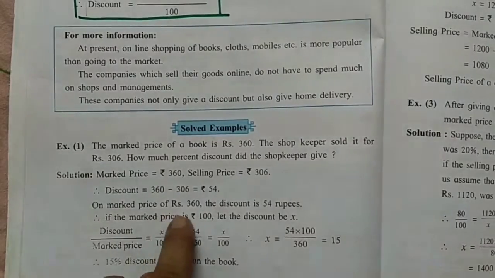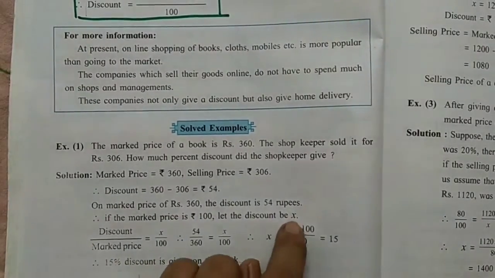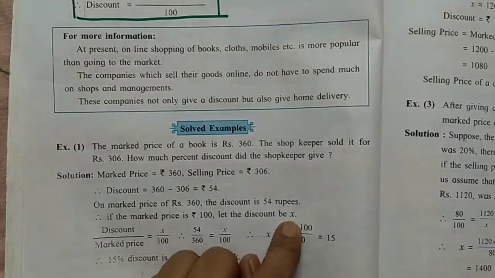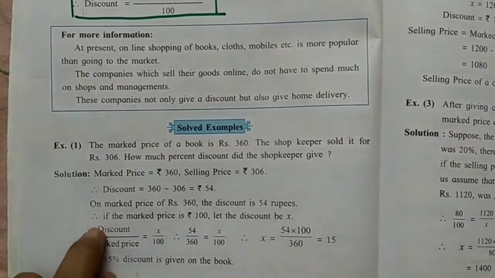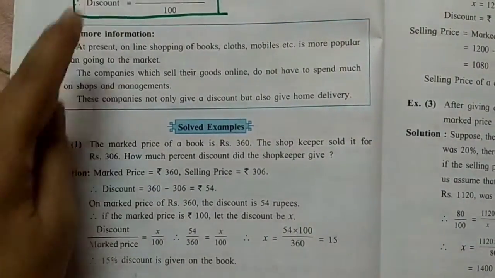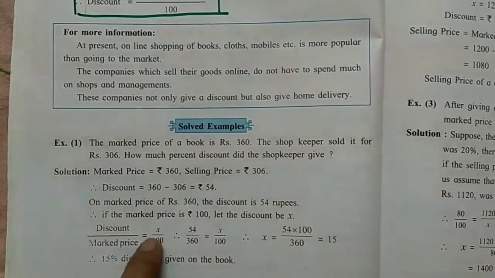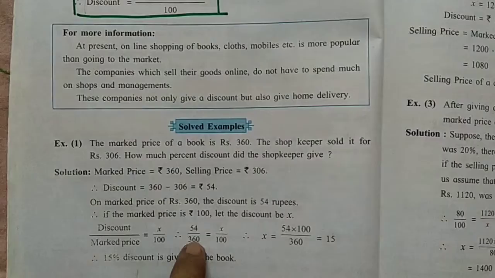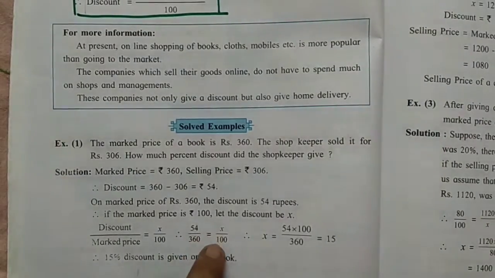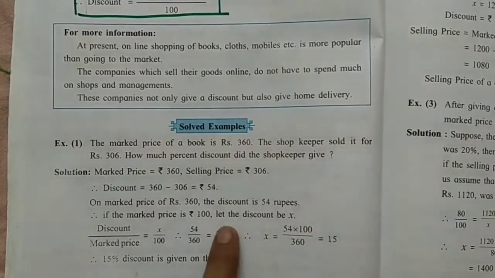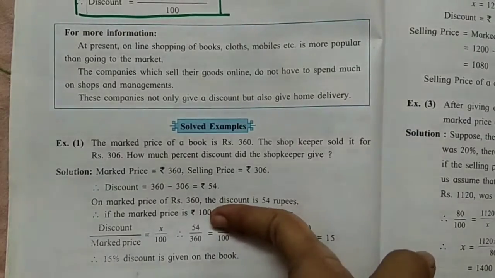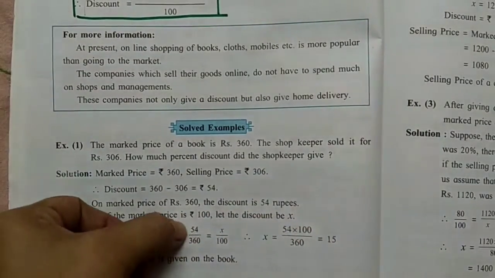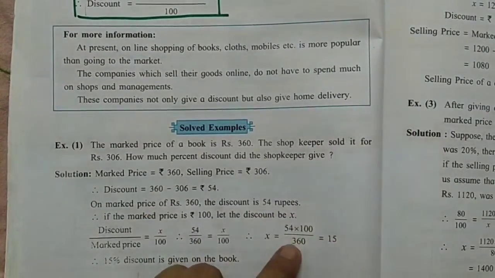Therefore if the price is 100, let the discount be X. Using the formula, discount upon marked price is equal to X upon 100. Now what is discount? 54. Marked price is 360, so 54 upon 360 is equal to X upon 100. Therefore X is equal to, keeping X here, the 100 will go to the other side, so 54 into 100 upon 360.